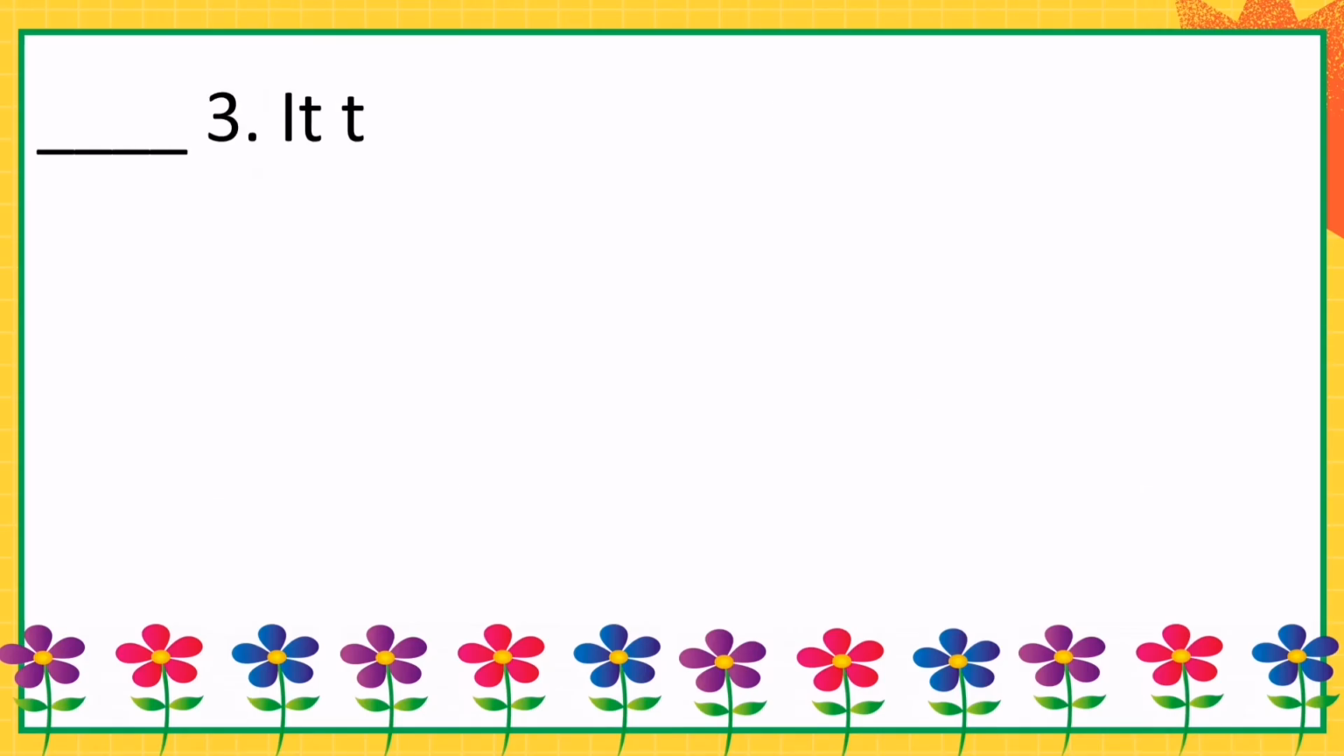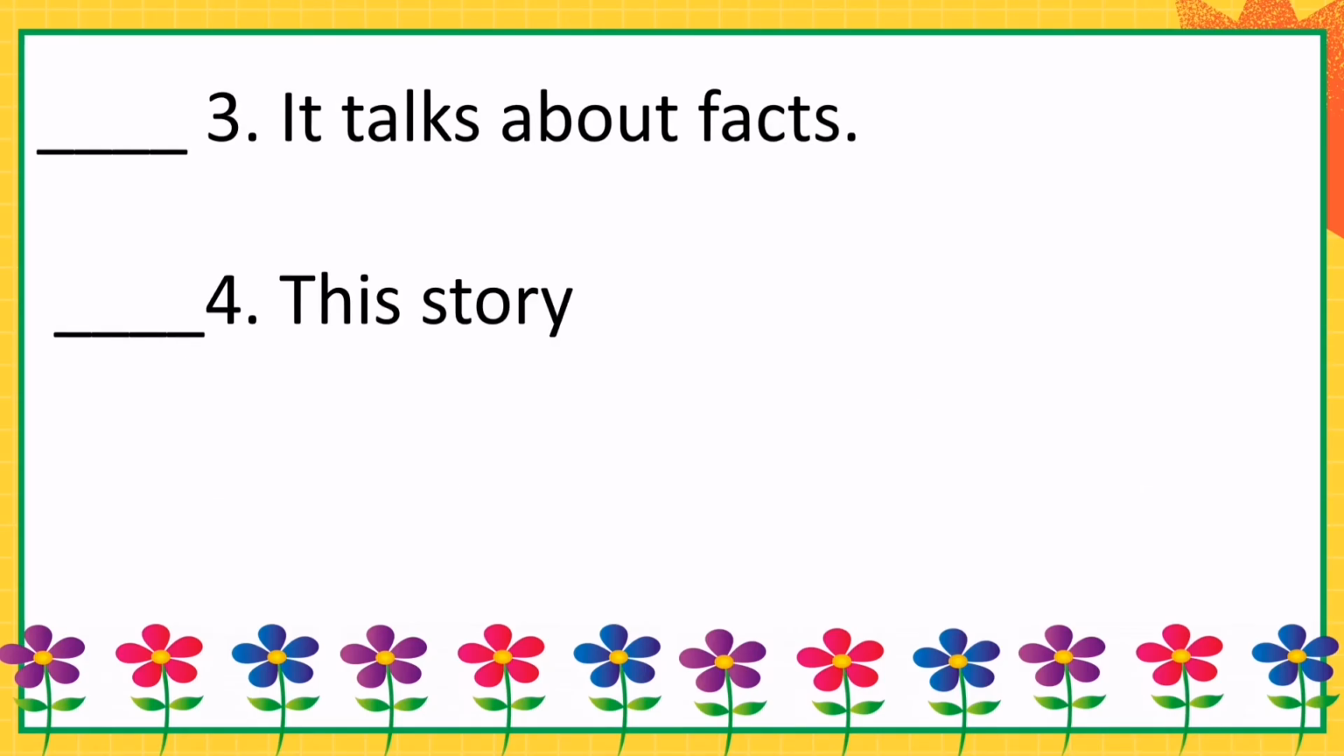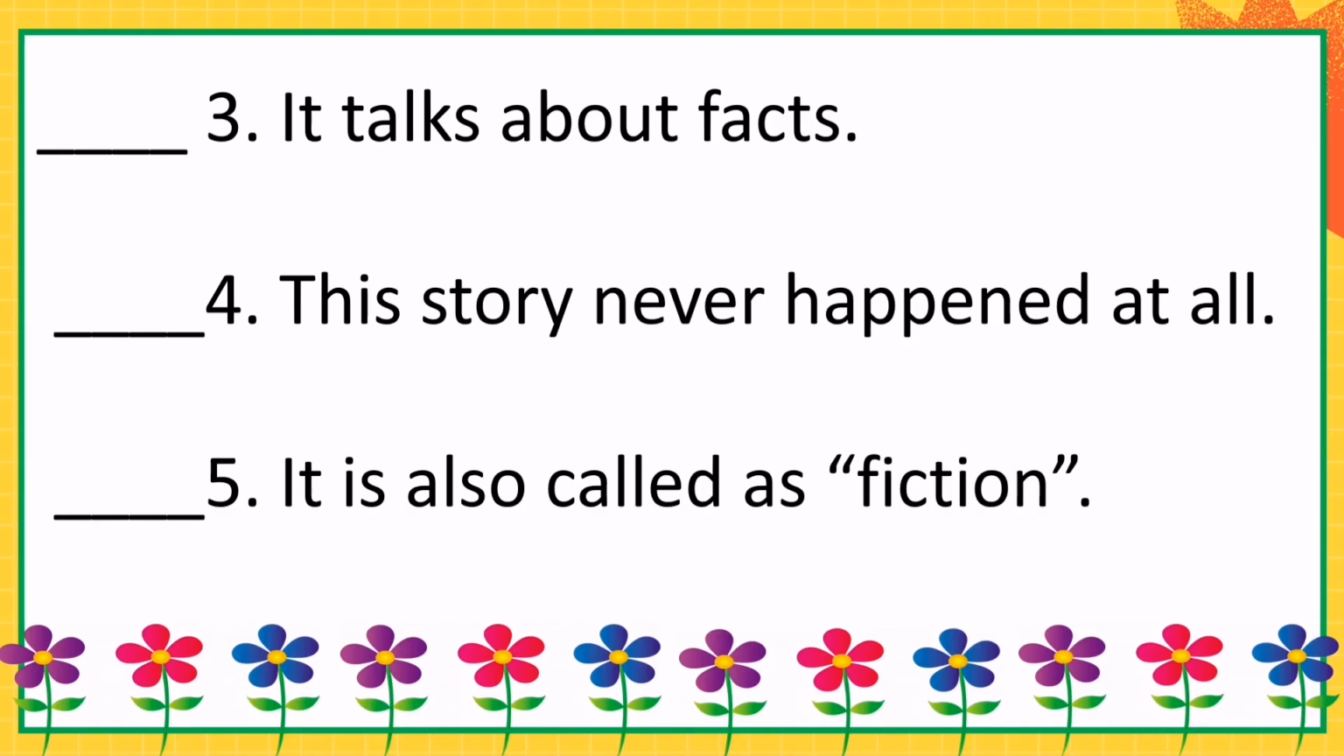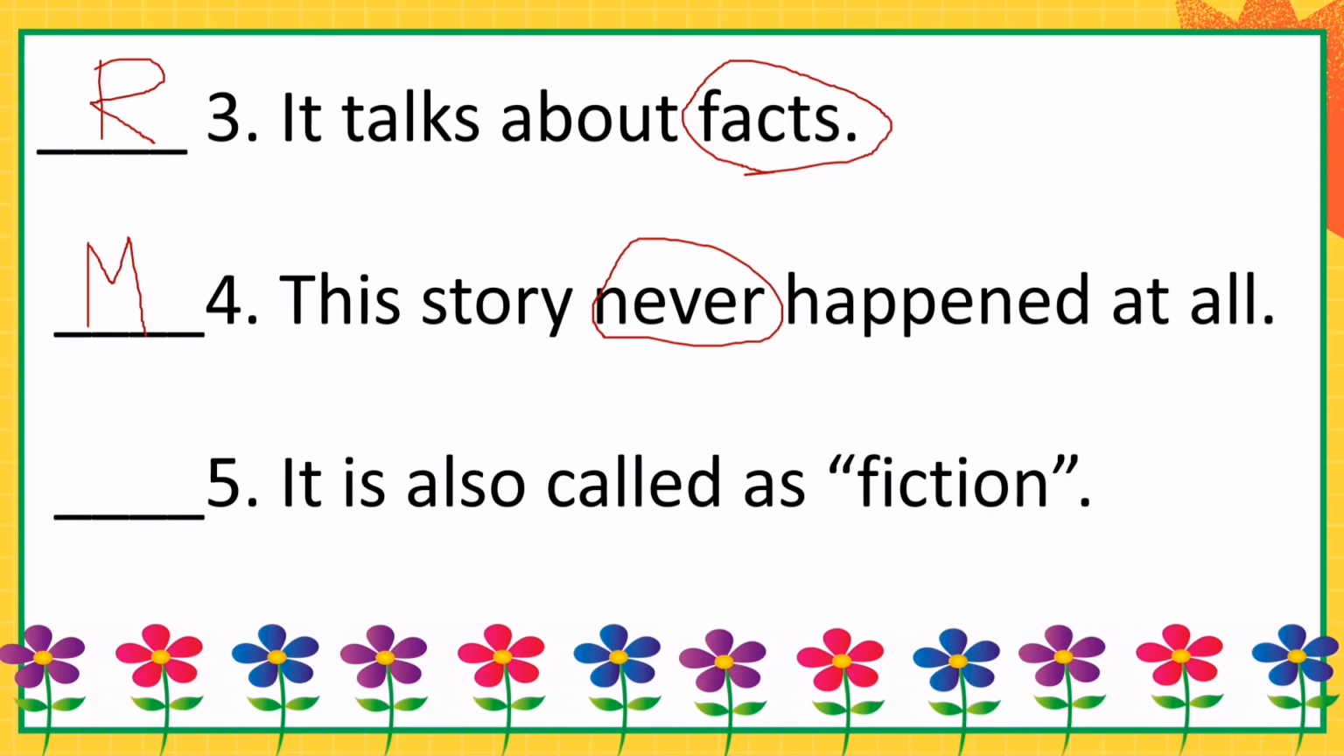Next, it talks about facts. This story never happened at all. Number 5, it is also called fiction. So when you say it talks about facts, facts in Tagalog is katotohanan. So it is real. This story never, the clue word is never happened at all. So hindi siya nangyayari. So this is made up. Okay, called fiction. When you say fiction, not true. So this is letter M, made up.